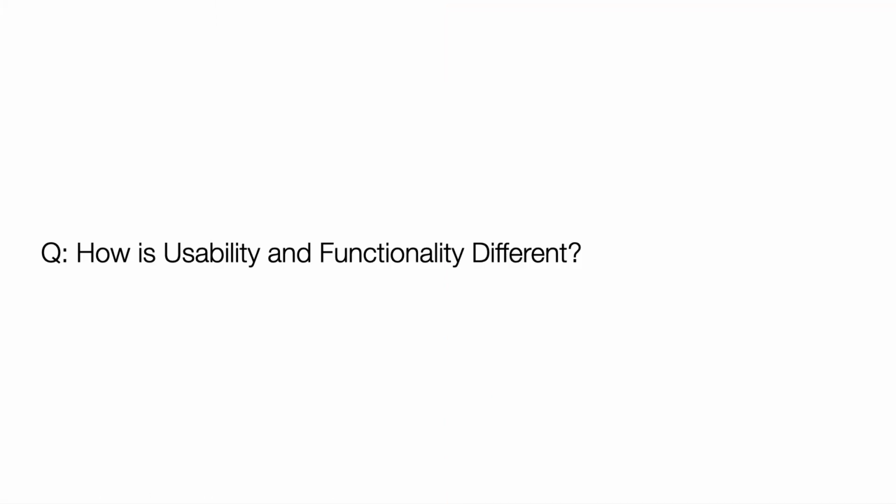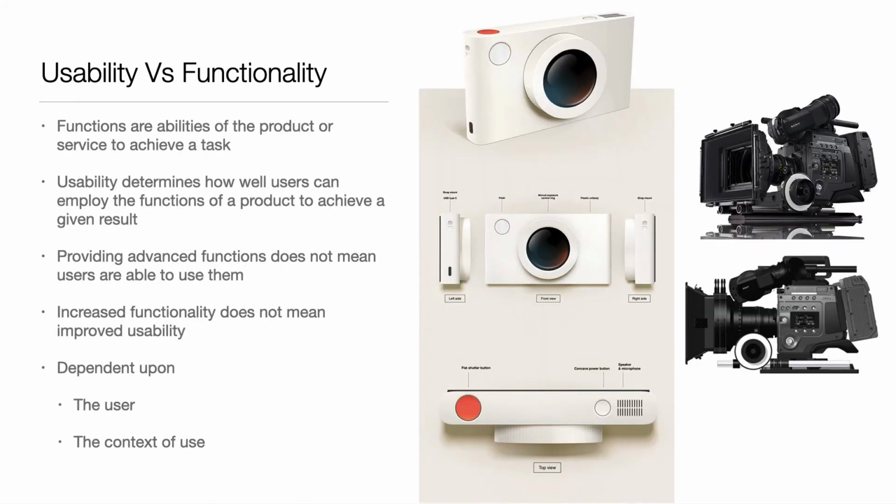So I've got another question for you. How is usability and functionality different? Well, functions are abilities of the product or service to achieve a given task. Usability determines how well users can employ the functions of a product to achieve a given result. Providing advanced functions does not mean all users can use them.